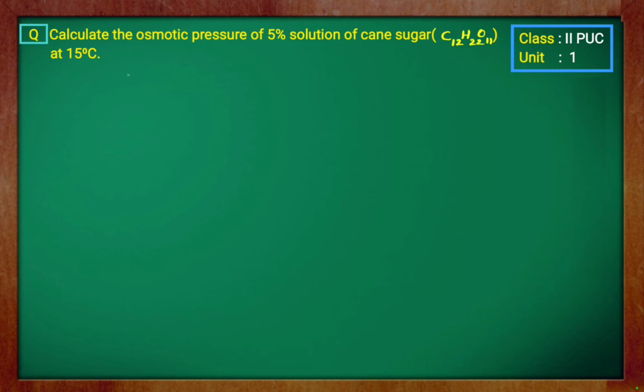Calculate the osmotic pressure of 5% solution of cane sugar, which is sucrose, with the formula C12H22O11 at 15 degree centigrade. So we have the formula osmotic pressure pi is equal to W2 into R into T divided by M2 into V. So from the question, they have given us 5% solution of cane sugar, which means that we have 5 gram of sucrose in 100 gram of water or 100 ml of water.